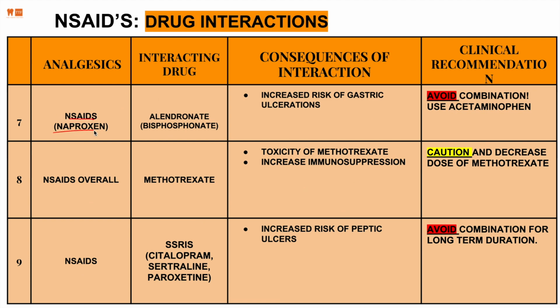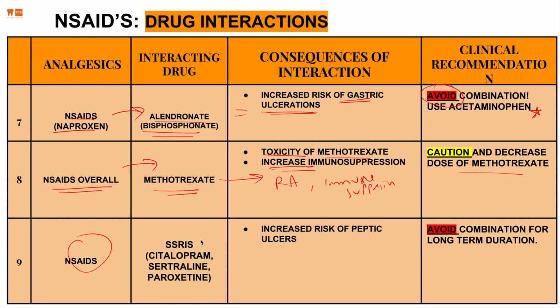Next is NSAIDs such as naproxen mixed with alendronate. This is bisphosphonate. It leads to increased risk of gastric ulceration. Therefore, let's avoid the combination. Use acetaminophen instead if a patient is on bisphosphonates. NSAIDs overall with methotrexates, just like lithium, it causes increase in toxicity. Methotrexate is used in rheumatoid arthritis or immune suppression. It also then increases the immune suppression. Therefore, let's be cautious and decrease the dose of methotrexate.